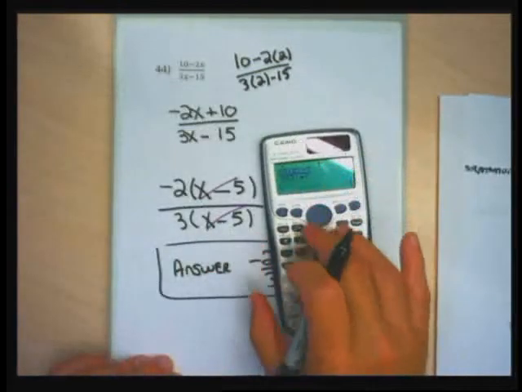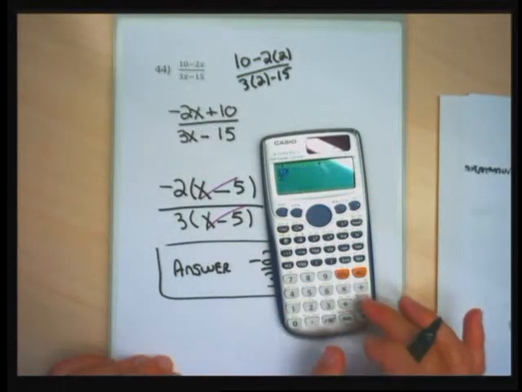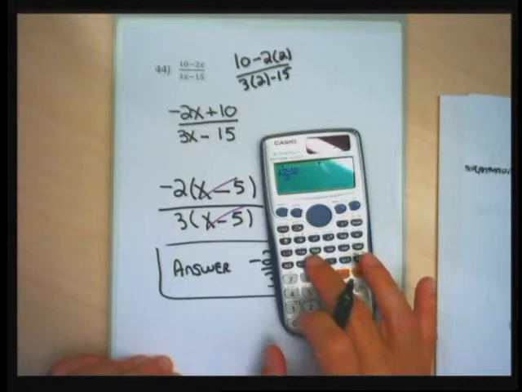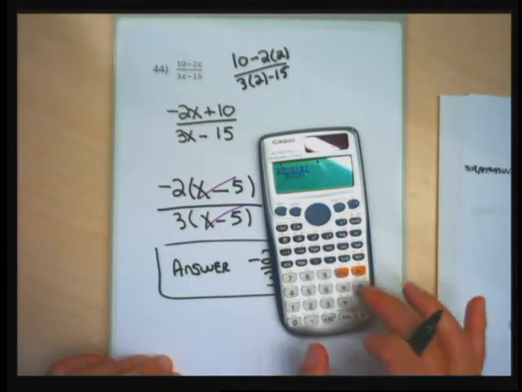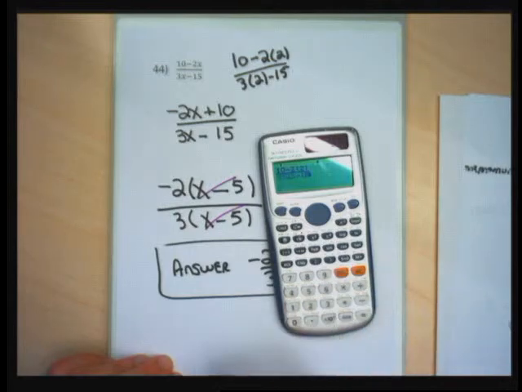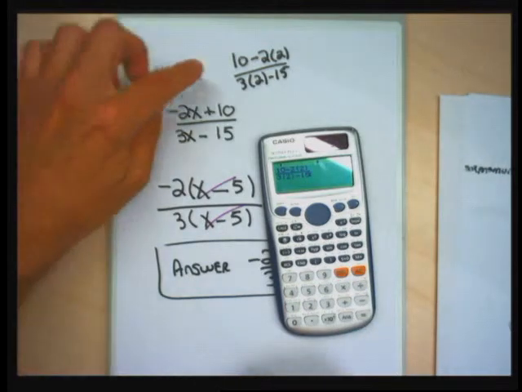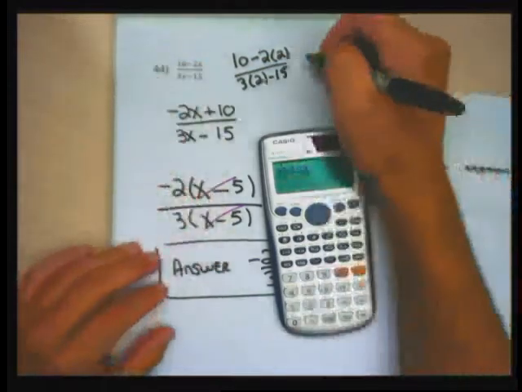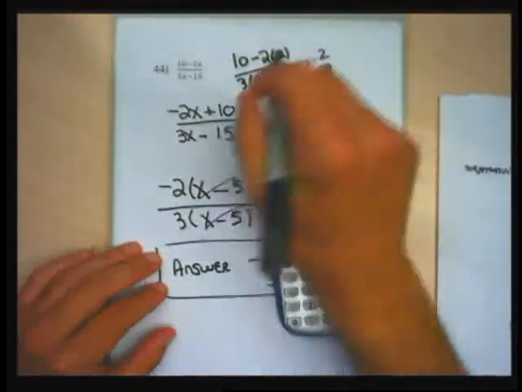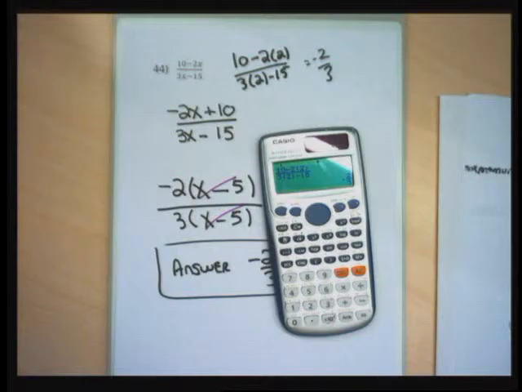So again, it takes me seconds to do. 10 minus 2 parentheses 2 over 3 parentheses 2 minus 15. So that's plugging in 2 for x in the original problem. It reduces to negative 2/3, which is the same as my answer, so I assume my answer is correct.